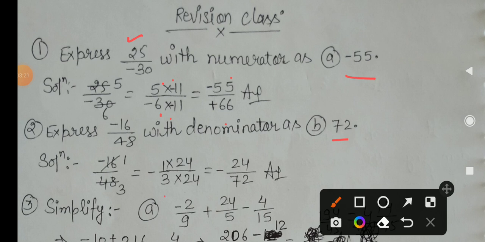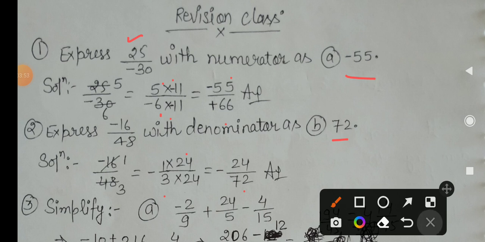And here the denominator is 3. So 3 is changed into 72. So how to change the 3 into the 72? With the help of multiplying by 24. So you have to multiply 3 with 24, then 3 is converted to 72. The same process you have to follow in the numerator. So you have to multiply the numerator with 24. So that value is minus 24 upon 72. So by this process you have to convert the numerator and denominator with the given number.